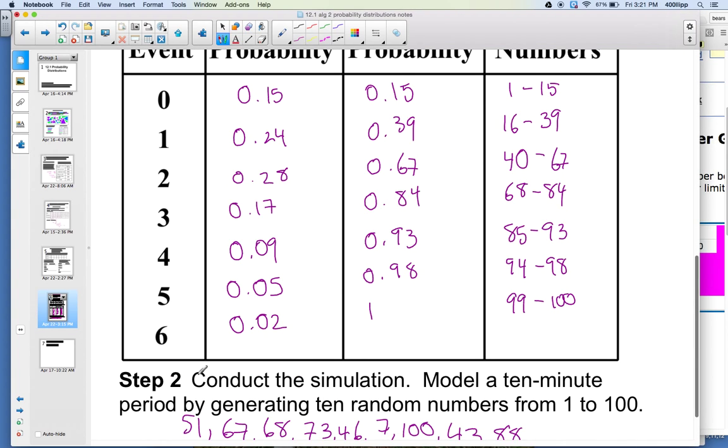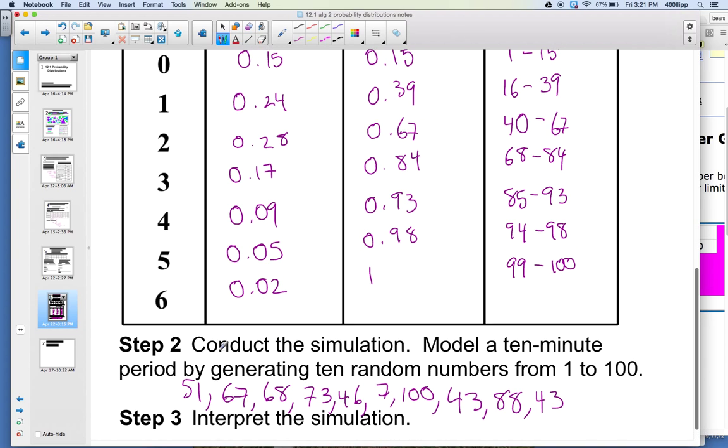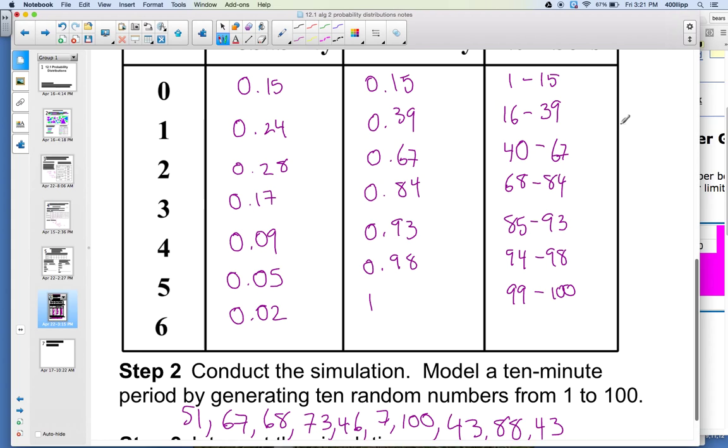Alright, now what we're going to do is see where they fell. So we have our 10 numbers, and we're going to see where they fall between. So 51, we're going to look here. 51 is going to fall in this range here. So I'm just going to make a little tally mark. It's in the range of having 2 customers. 67 is also in that range, so another tally mark there. 68 is right here. 73 is in here.